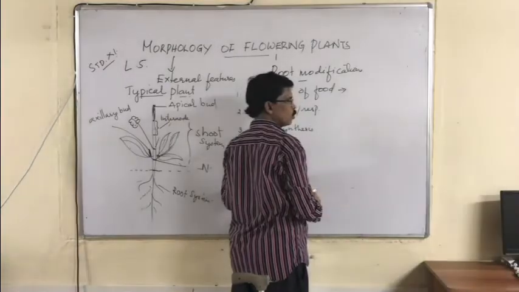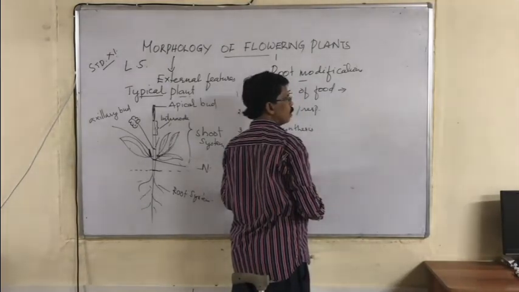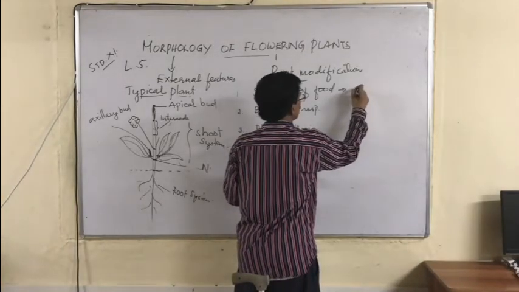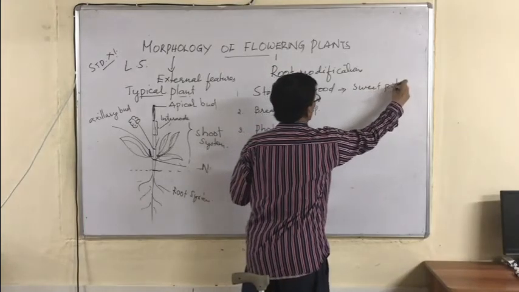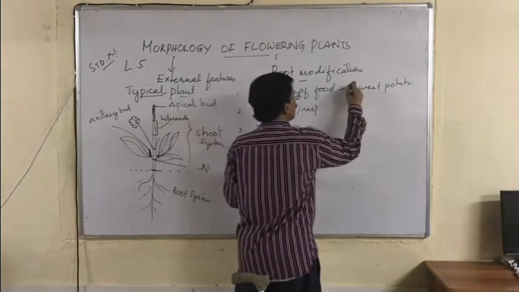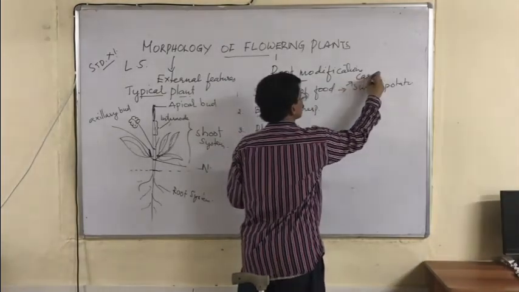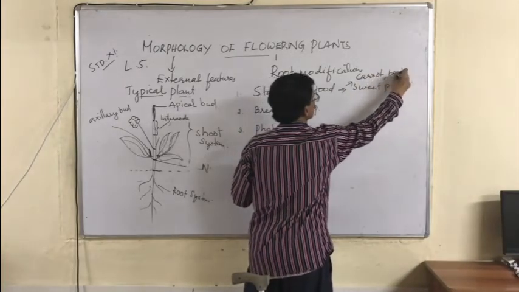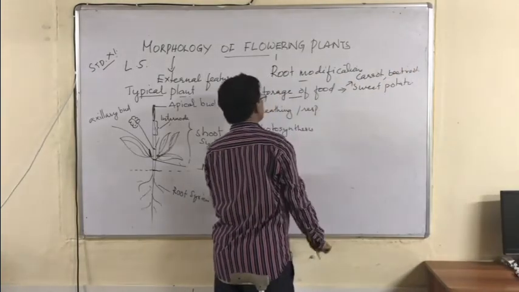So, storage of food. Underground roots are modified for storing food, in the case of, we can say, sweet potato; the roots are modified to store the food. Then the taproot system is also modified many times. For example, carrot and beetroot, all these are modified for storage of food.